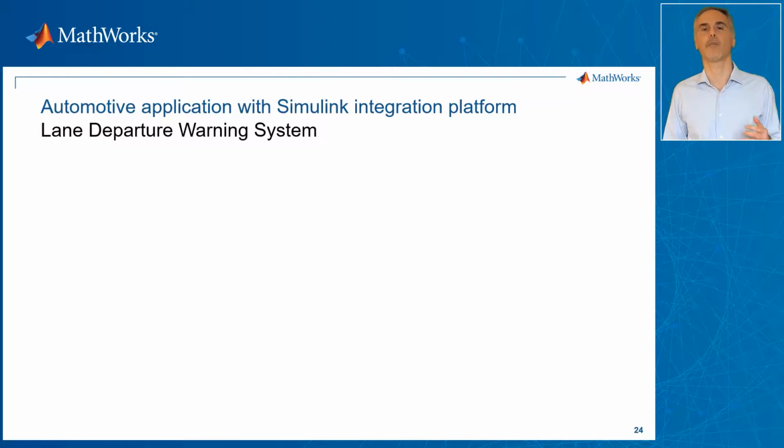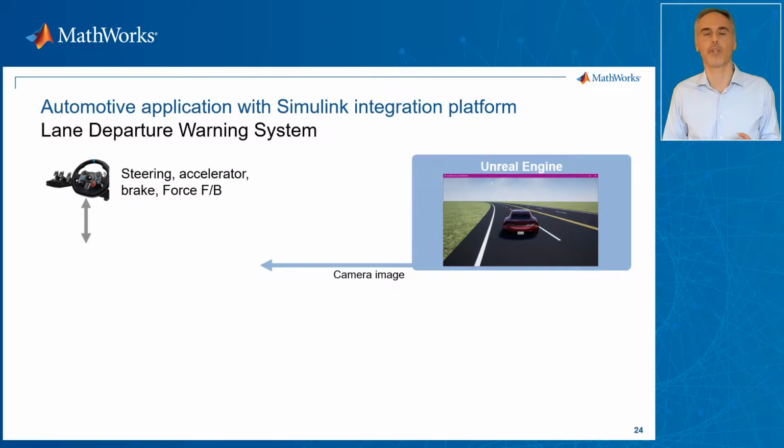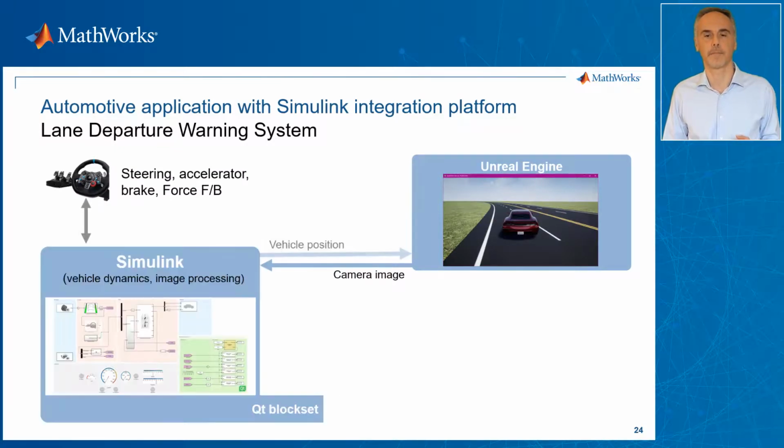This application implements a lane departure warning system. This is a system that warns the driver if he is crossing the continuous line. And to detect lane departure, we can acquire the road images from the Unreal Engine and perform image processing in Simulink. The vehicle is controlled using an external steering wheel.